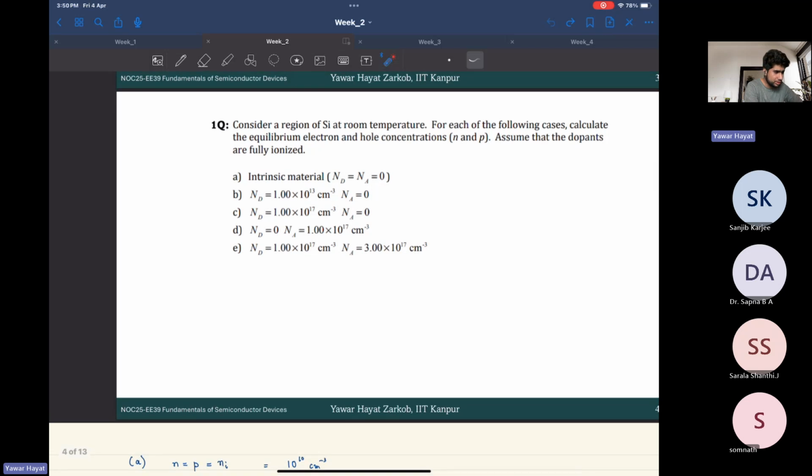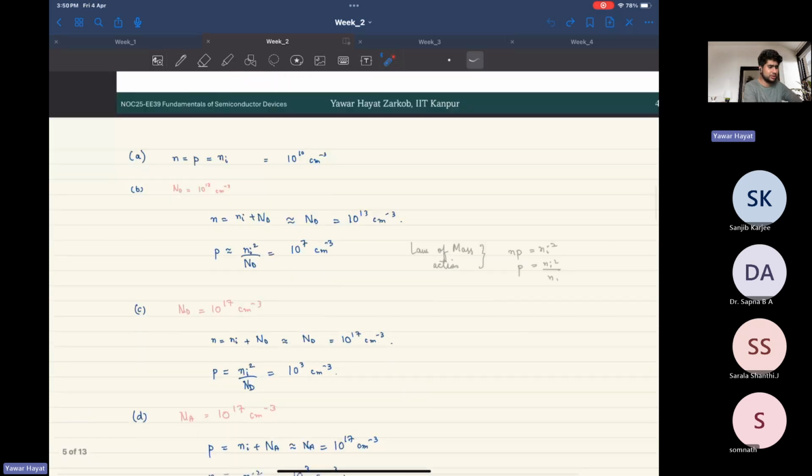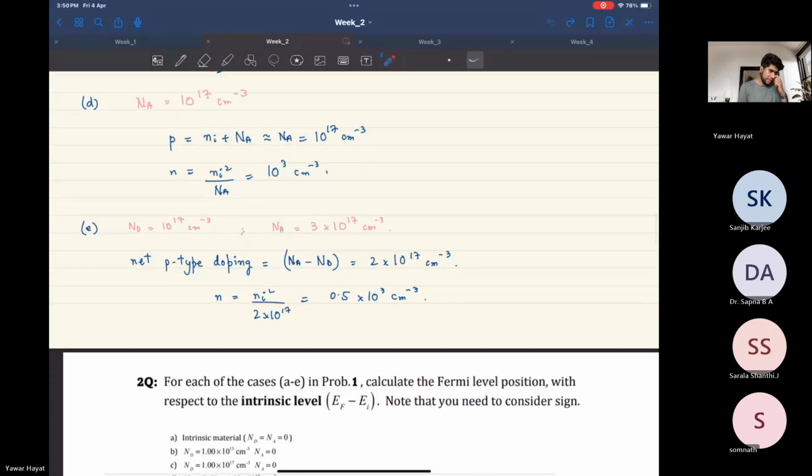Now comes problem E. We already discussed D. E has both types; we have both ND and Na. And as I said, the recipe to keep in mind is to start with the majority carrier. ND is 10 to the power 17, Na is 3 times 10 to the power 17. So which dominates? Na dominates, so the semiconductor would primarily be P type.